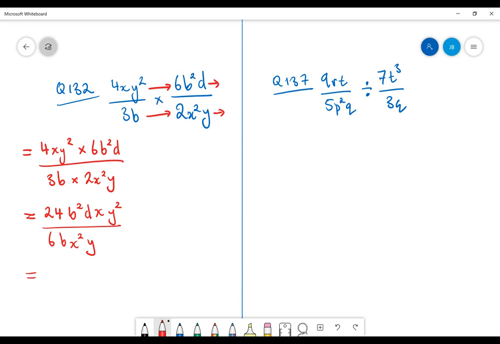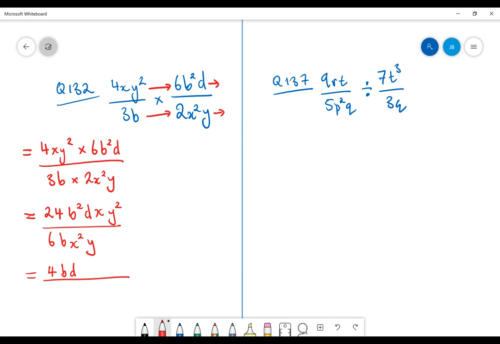Common factor of 6 and 24 is 6. So this can actually be written as a fraction here with 4 on the top, because 24 divided by 6 is 4. And then we'll deal with the b's. So the b's will cancel out and I'm left with a single b on the top. There's no d's here on the bottom to cancel out with, so there's just a d left on the top.